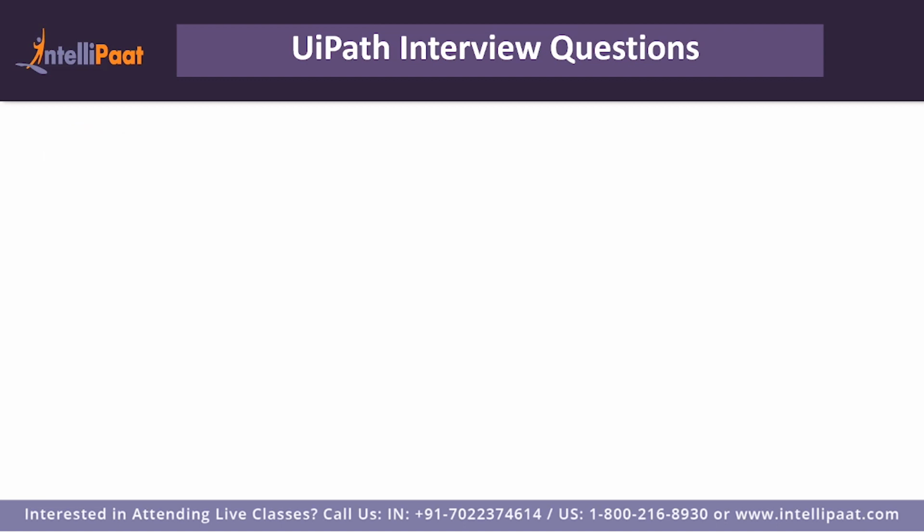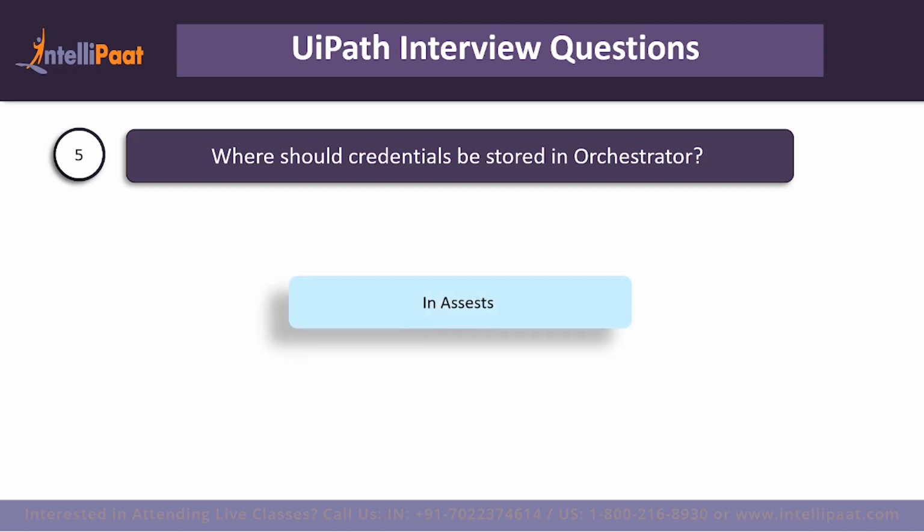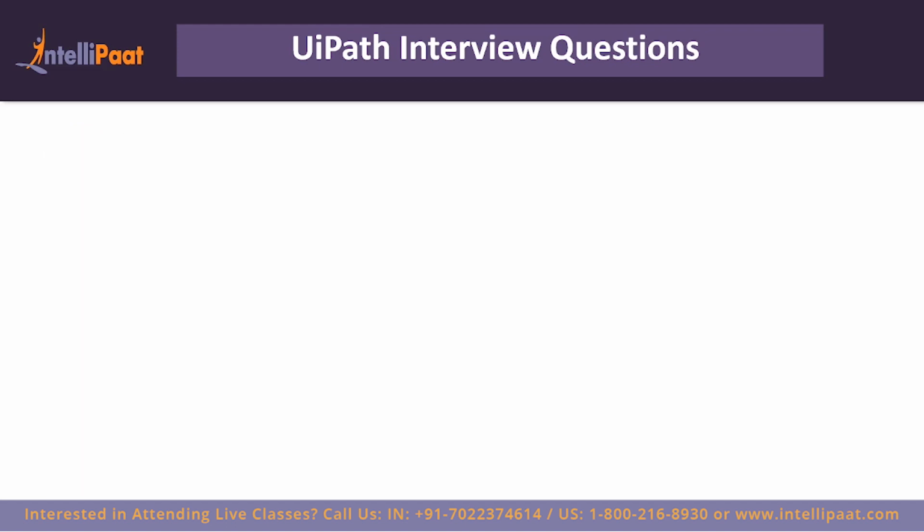Let's get into the next question. So the next question is, where should credentials be stored in an orchestrator? Now, orchestrator is used to run a lot of different actions, right? So people a lot of times have some actions which require putting in sensitive information like username and passwords. And when you're creating any kind of an application, it's very important that you keep those things very secure. So where would you store the credentials in an orchestrator? The answer is in assets. Assets is something that you define inside of an orchestrator, and all of the credentials that you have should be stored in assets.